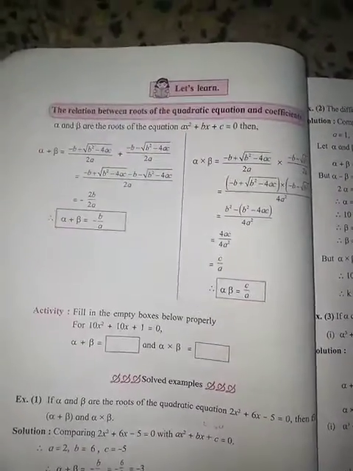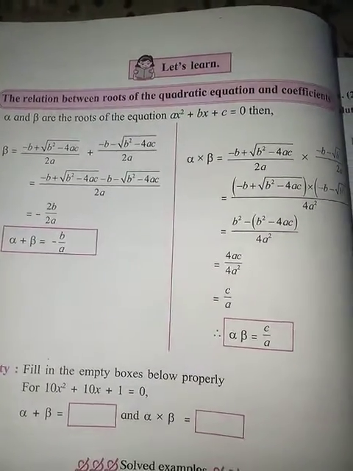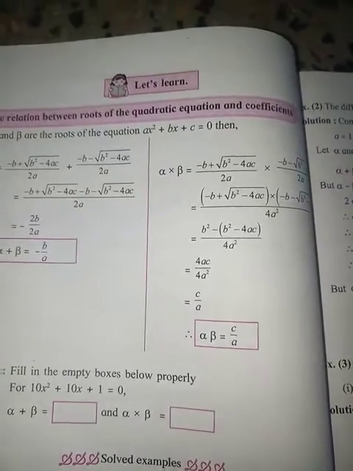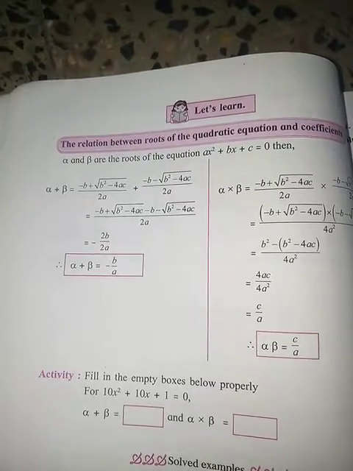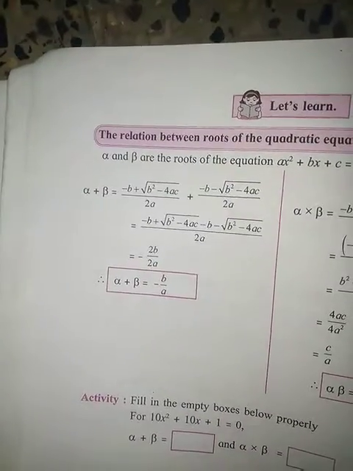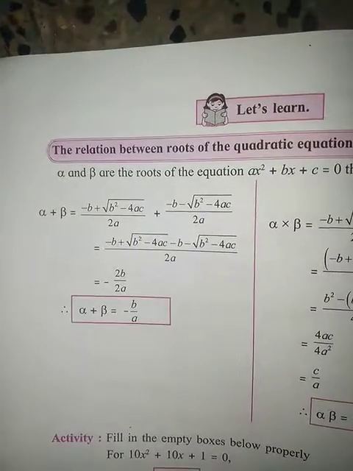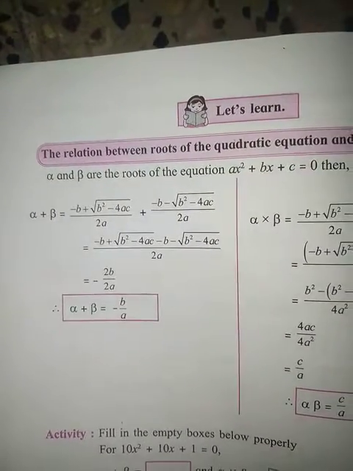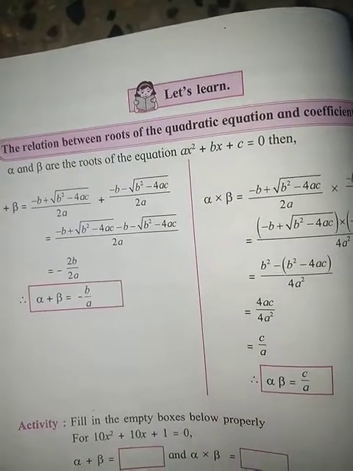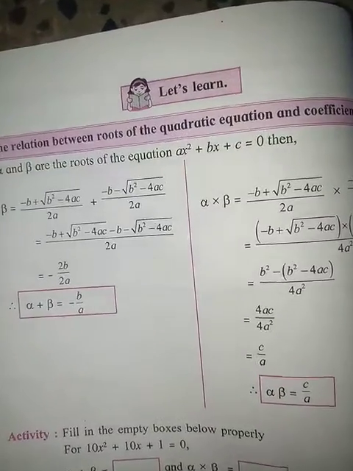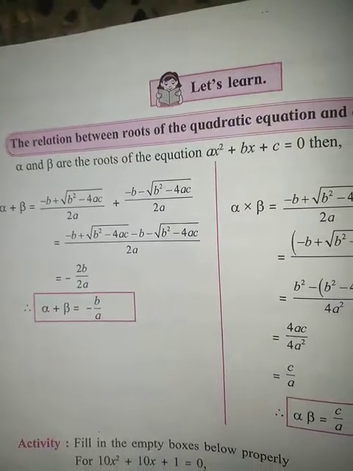Hi friends, today we will see the relation between roots of quadratic equation and coefficients. For that, let us see alpha and beta are the roots of the quadratic equation ax square plus bx plus c is equal to 0. Then alpha plus beta is equal to minus b plus under root b square minus 4ac upon 2a plus minus b minus under root b square minus 4ac upon 2a.